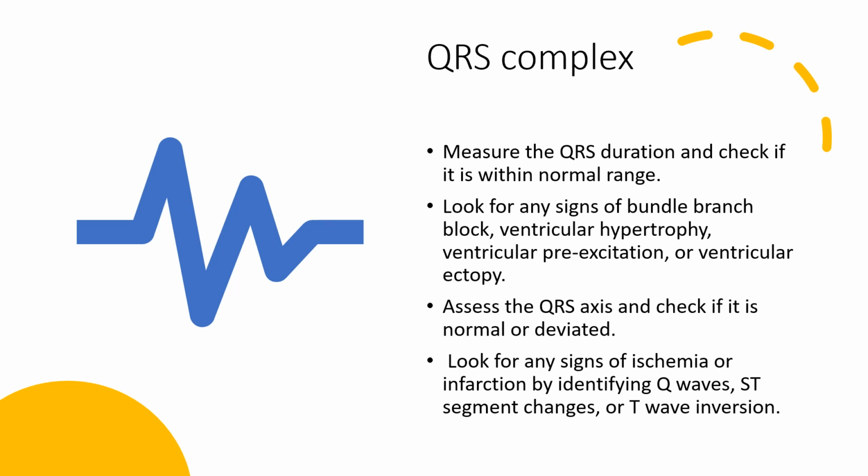Third, QRS complex. Measure QRS duration and check if it is within normal range. Look for any signs of bundle branch block, ventricular hypertrophy, ventricular pre-excitation, or ventricular ectopy. Assess the QRS axis and check if it is normal or deviated. Look for any signs of ischemia or infarction by identifying Q wave, ST segment change, or T wave inversion.